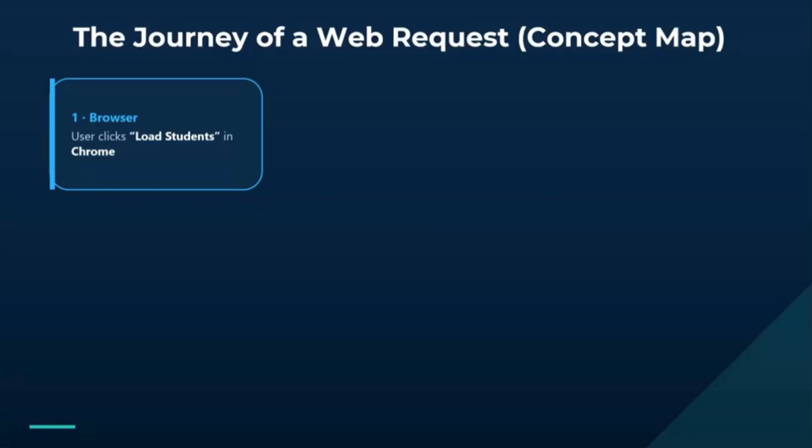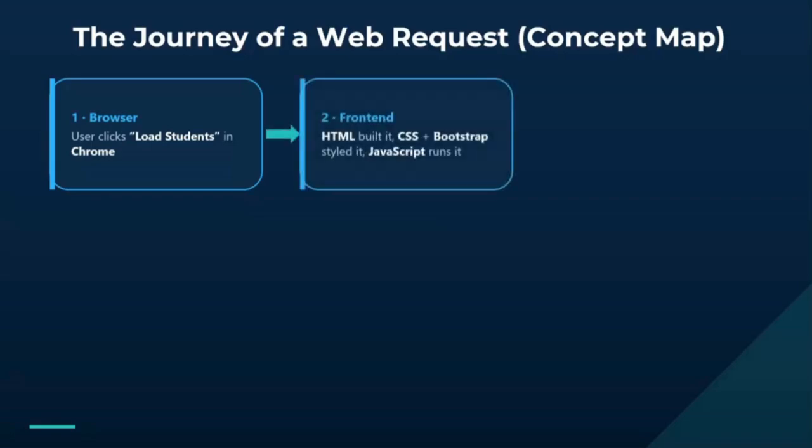First comes the browser. The user clicks Load Students in Chrome. The second is the front end. HTML is responsible for creating the structure of the page. Then CSS styles those HTML elements. Then comes the interesting part, JavaScript. JavaScript then prepares an HTTP request using the Fetch API.